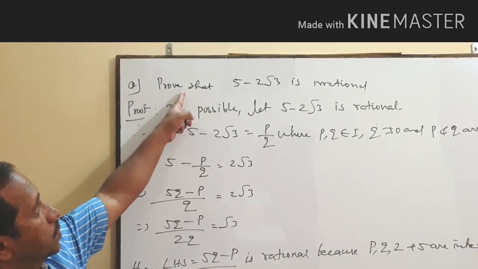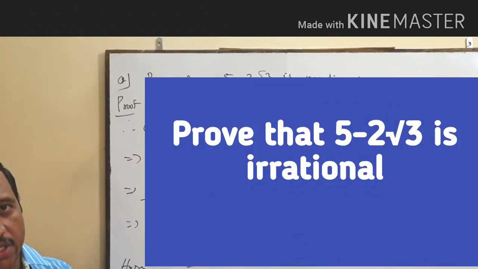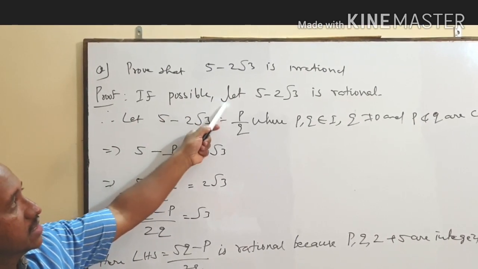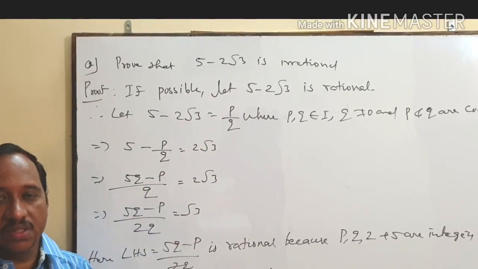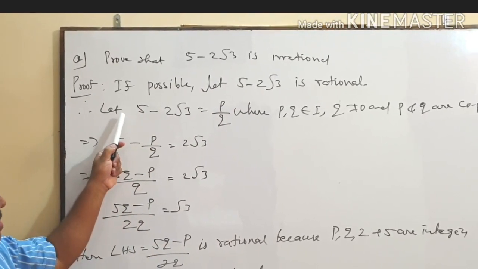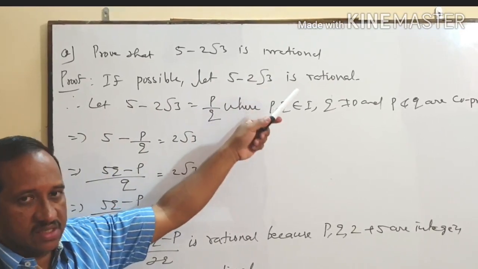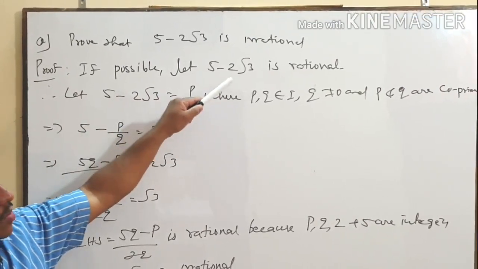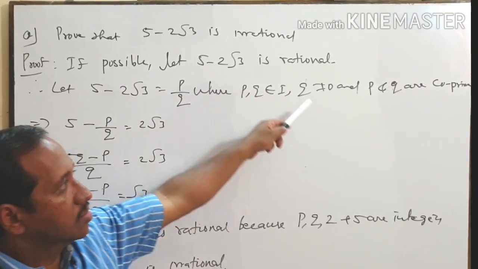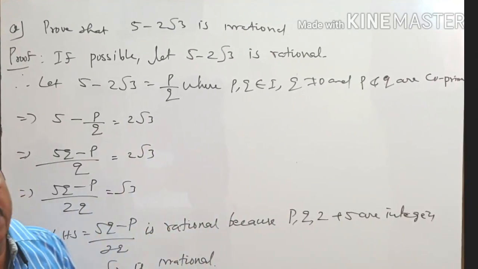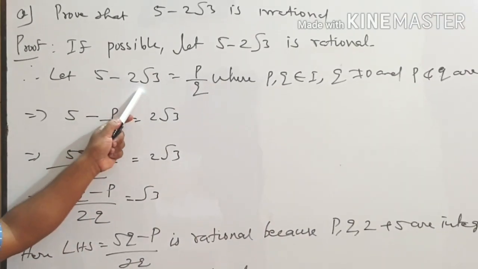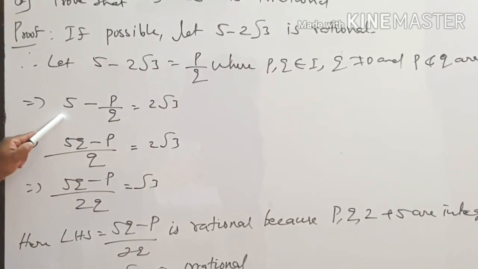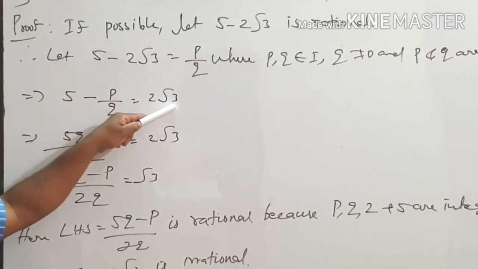See another question. Prove that 5 minus 2 root 3 is irrational by the method of proof by contradiction. If possible, let 5 minus 2 root 3 be rational. If 5 minus 2 root 3 is rational, let 5 minus 2 root 3 is equal to p by q, where p, q are integers, q is not equal to 0, and p and q are co-prime numbers. Here, minus 2 root 3 is taken to RHS and p by q is taken to LHS. We get 5 minus p by q is equal to 2 root 3.